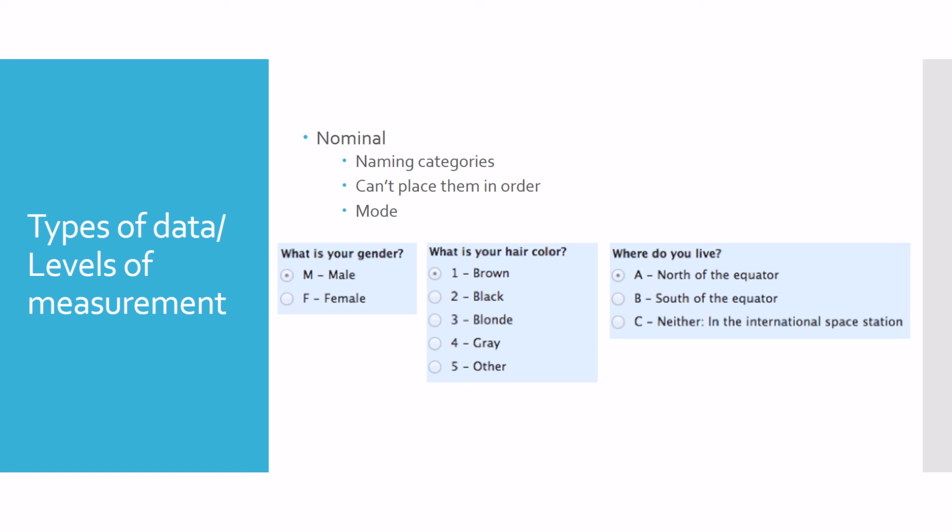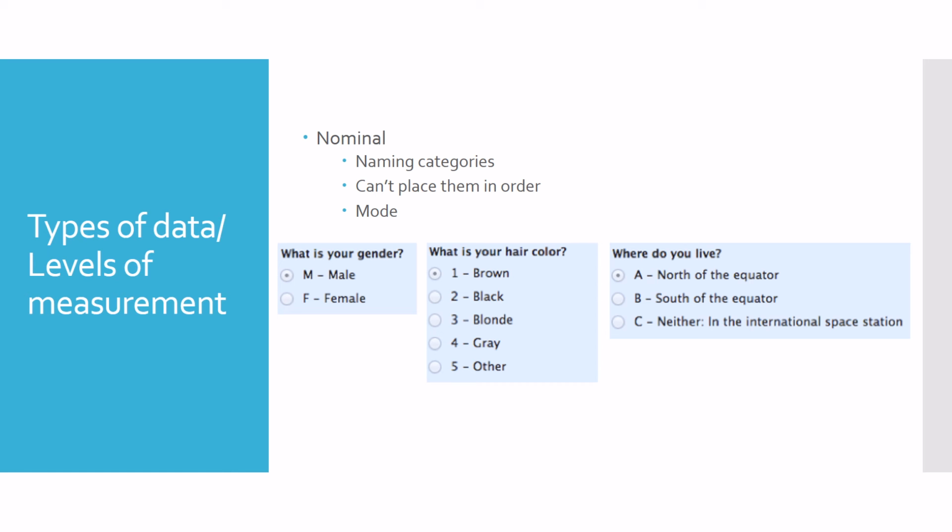And the same with hair colours. You can't tell me that people with blonde hair are better than people with brown hair. All you can tell me is 5 people have blonde hair and 30 people have brown hair. So the only kind of measure of central tendency that you can use is mode, which is the most frequent. Okay, so this one is the least scientific. It's categories which can't be placed in an order, which only provide you with information about frequency. So the only measure of central tendency you could use is a mode.